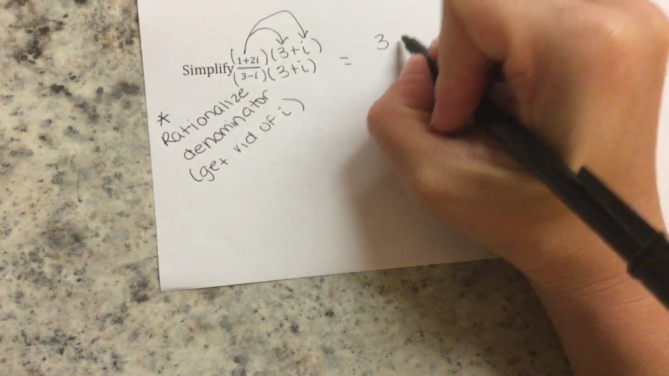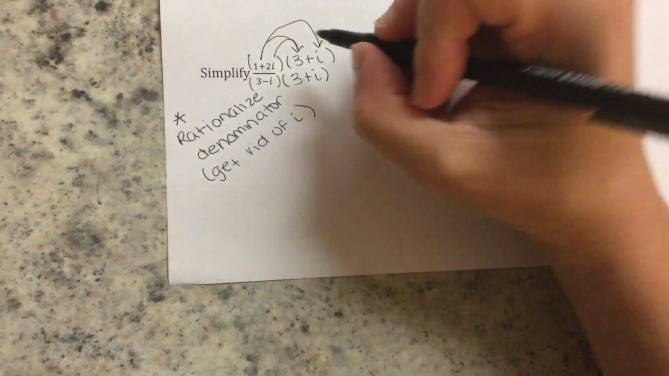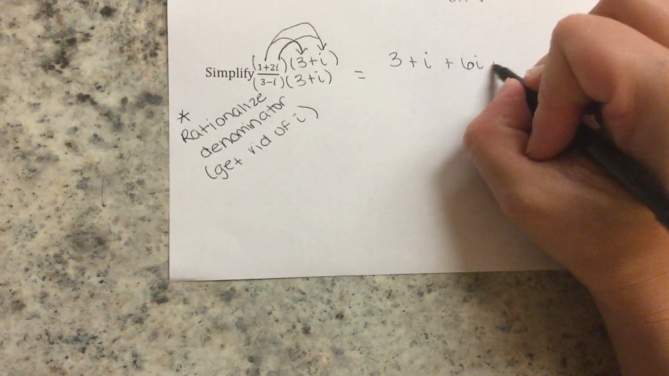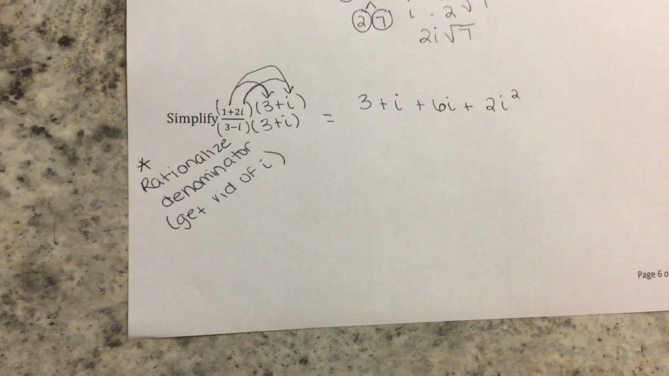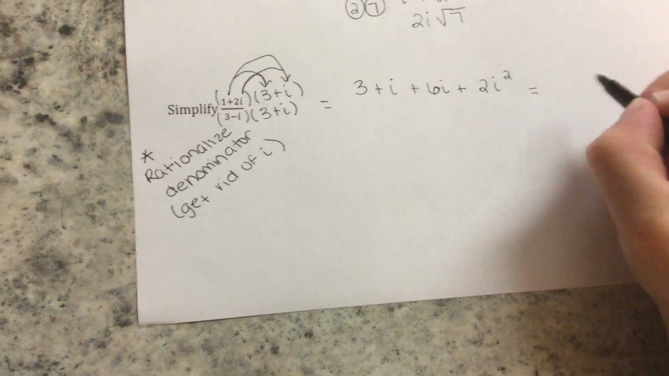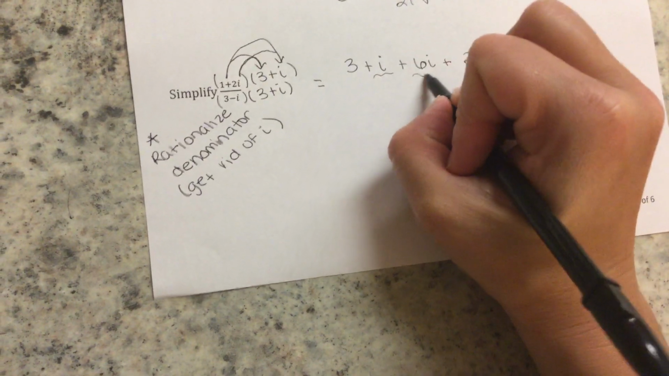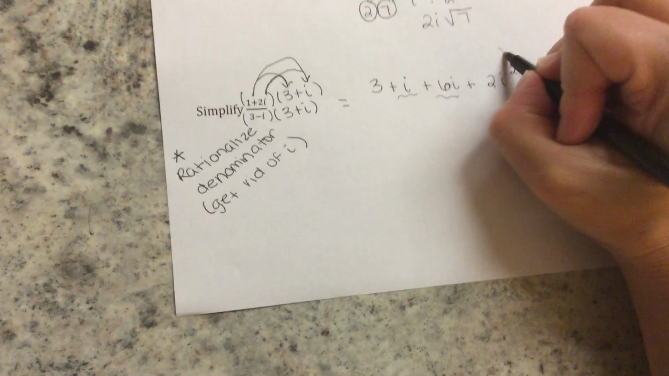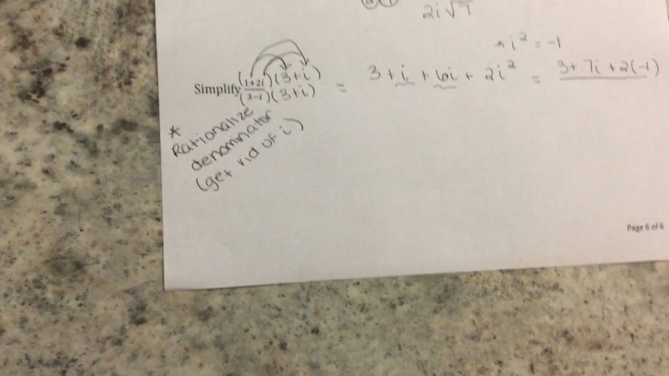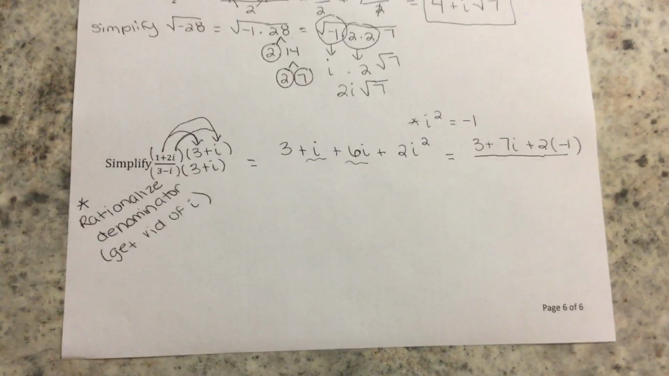1 times i, 2i times 3, 2i times i will give me 2, and then i times i will give me i squared. Which that can be simplified. I have i plus 6i, so that'll give me 3 plus 7i, plus 2, we know i squared is the same thing as writing negative 1. All right, I'll leave that, I'll come back, finish simplifying that.